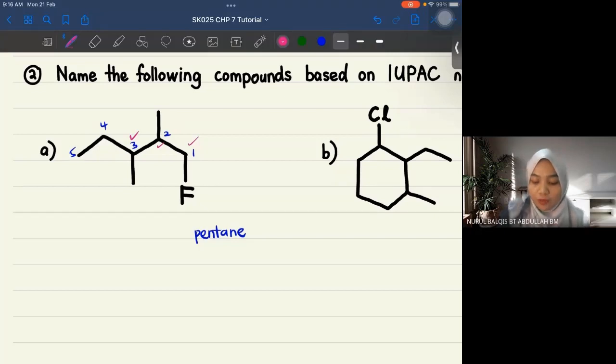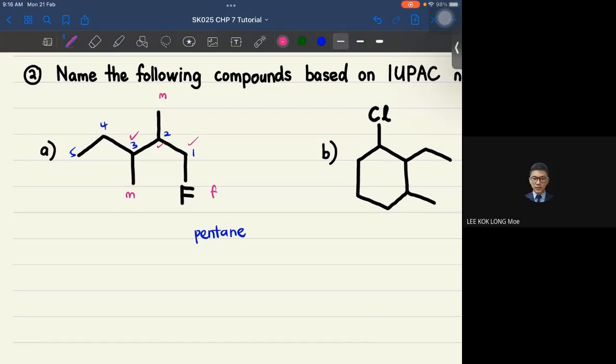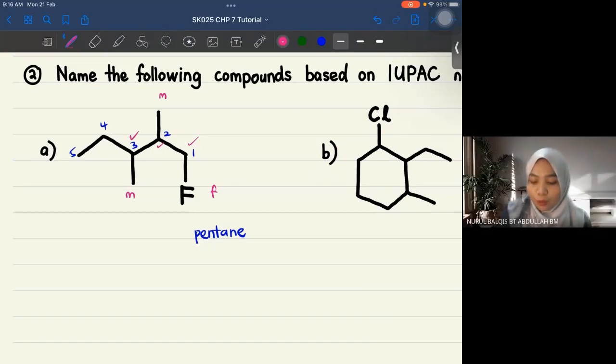Okay, one of them is fluoro. This starts with letter F. And then another 2, we got M. Between M dengan F, who comes first in terms of alphabetical order? F. So kita kena namakan F dulu. So F tu nama dia apa? Together with the locations? 1 fluoro. Fluorine, fluoro.